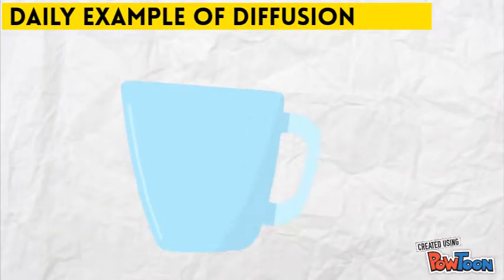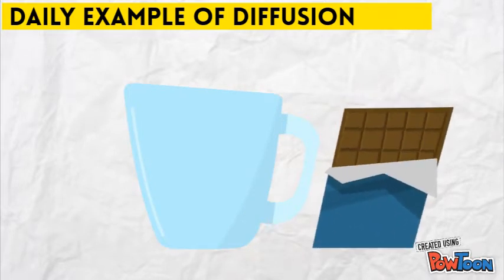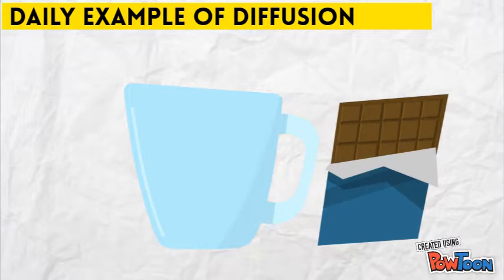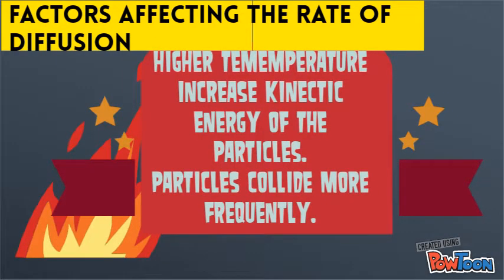Let us look at diffusion in a daily example. If you want to make a cup of chocolate milk from chocolate and milk, how would you make the process faster? When you heat up the milk, the kinetic energy of the particles increases, which makes the particles collide more frequently. This can increase the rate of diffusion.